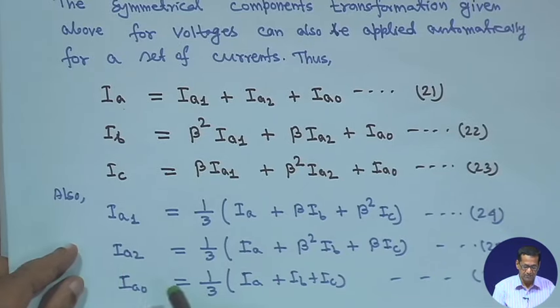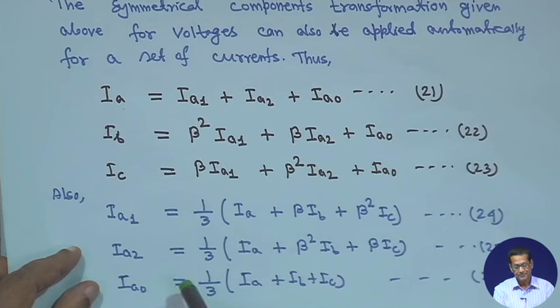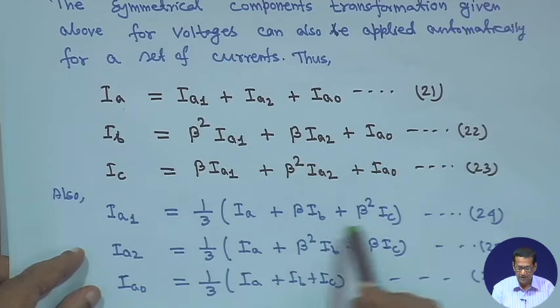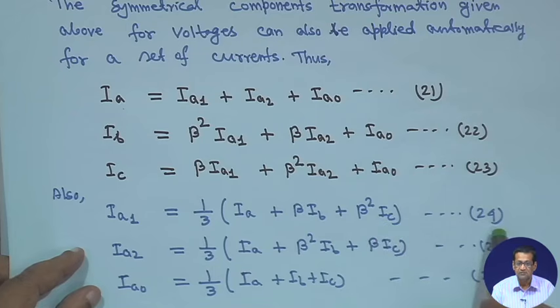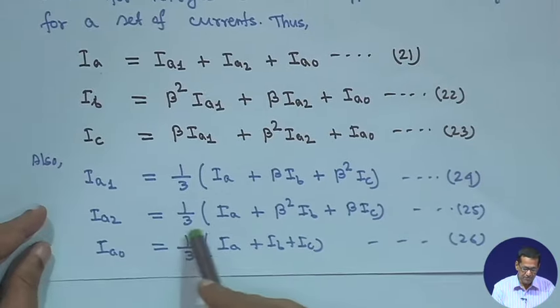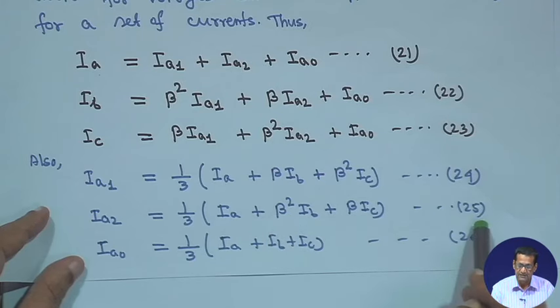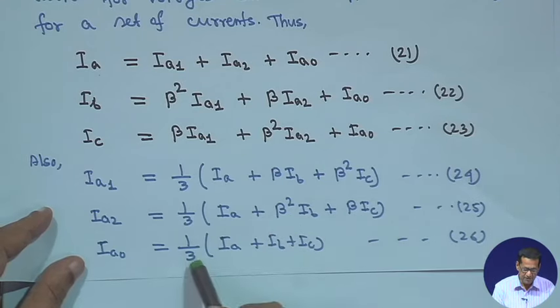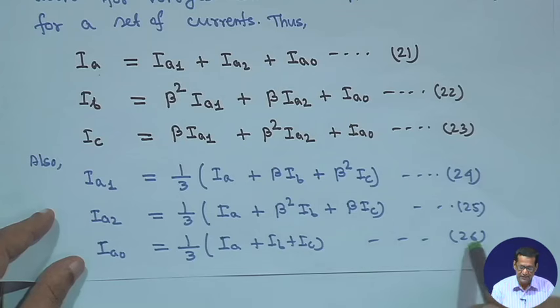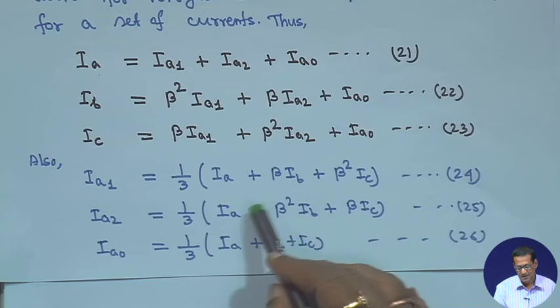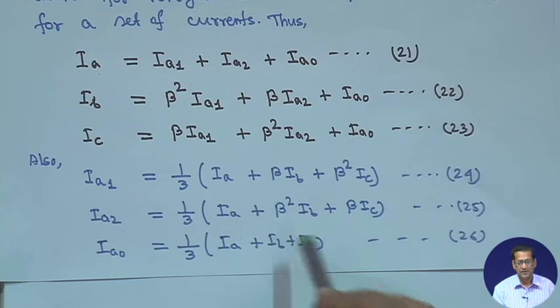Same as voltage, you will get the positive, negative and zero sequence components of phase A. I a1 is equal to 1/3 (I a plus beta I b plus beta square I c), equation 24. I a2 is 1/3 (I a plus beta square I b plus beta I c), equation 25, and I a0 is 1/3 (I a plus I b plus I c), equation 26. So, voltage and current follow the same philosophy.